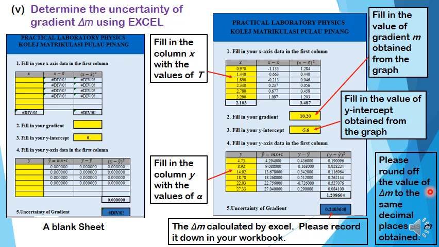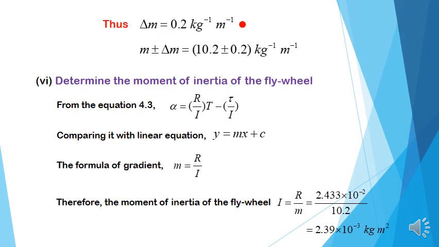Please round off the value of del m to the same decimal places as the m obtained. From Roman 4, the gradient that we calculated is 10.2 per kg per meter. It consists of 1 decimal place. Therefore, the del m that we obtained from the Excel is rounded off to 1 decimal place, becoming 0.2 per kg per meter. Thus, the result for the gradient is 10.2 plus minus 0.2 per kg per meter. Both the values of m and del m consist of 1 decimal place.